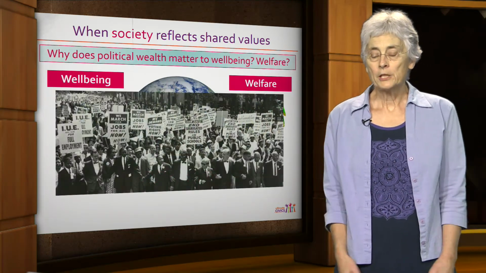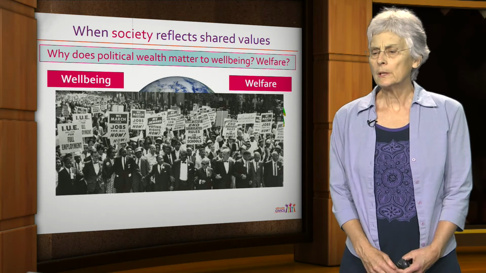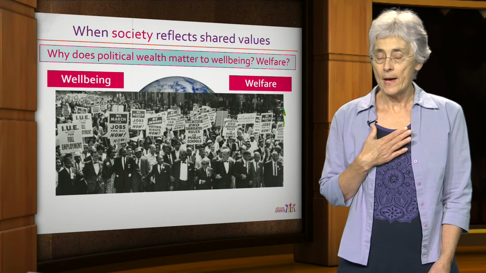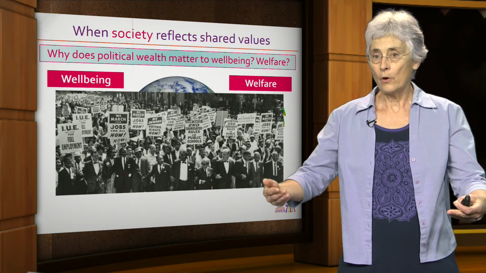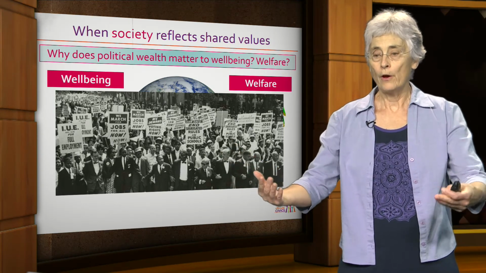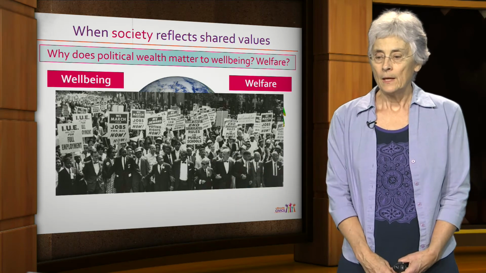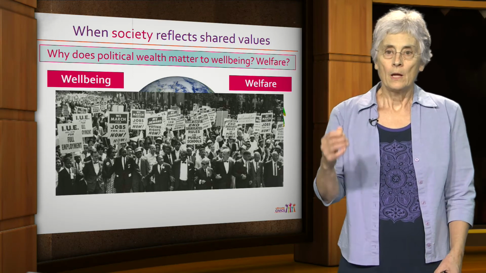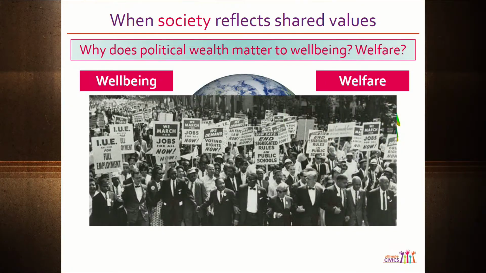And the final question in this set is, why does political wealth matter to well-being and welfare? Why does political wealth matter to the individual, but also to the overall quality of health of the whole society? And there's a lot said in this photo. It's about why are people rallying? Well, they don't have political power. They need jobs. They need to be treated respectfully. They need to be treated with equality. They need equal opportunity. And that's why political wealth matters to everything.